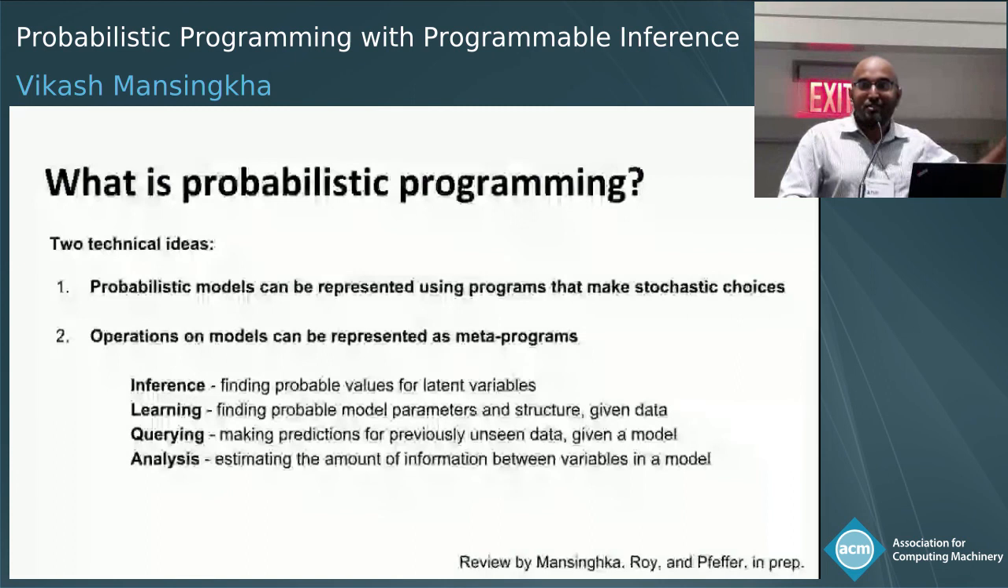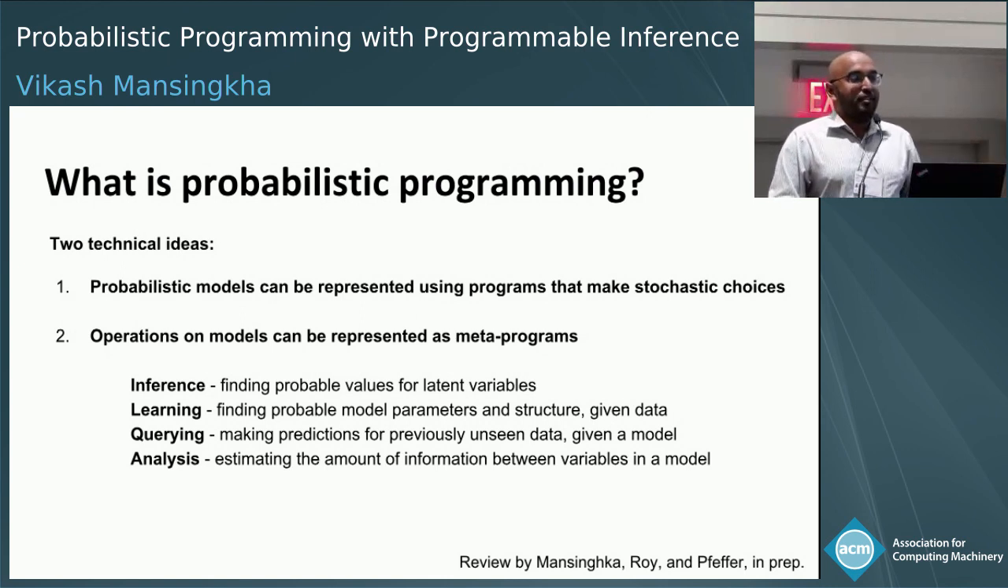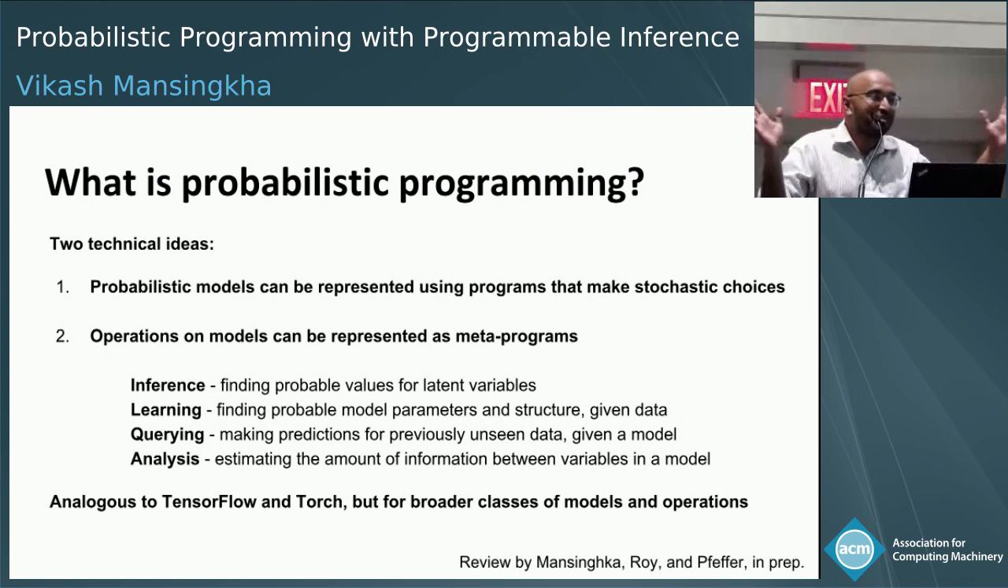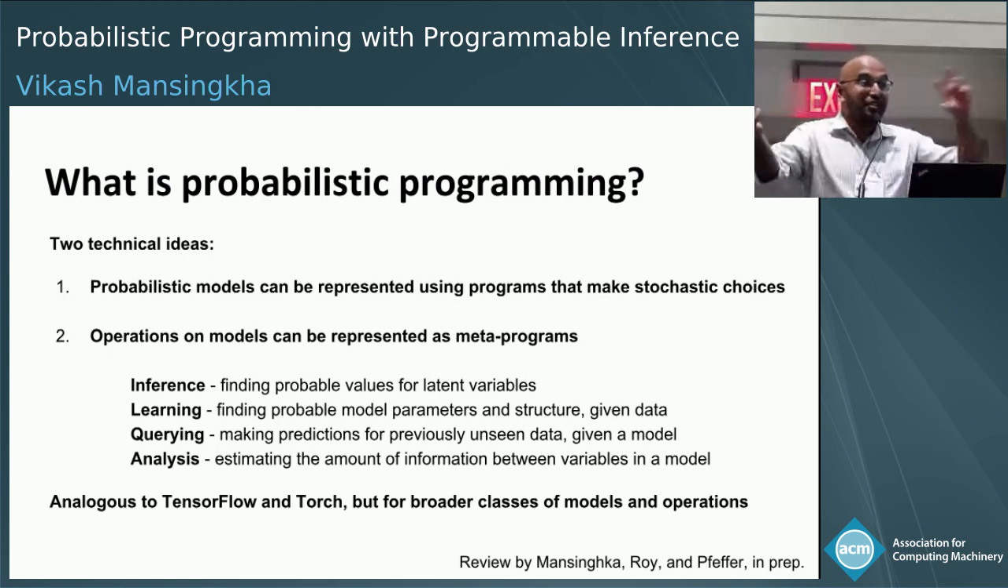So these are all operations that people normally do a lot of math for in multiple fields, and in probabilistic programming, the proposal is to formalize those as metaprograms. And the goal is to do something kind of analogous to what deep learning infrastructure did. This is one framing of the goal. Systems like TensorFlow and Torch factored modeling from inference, but for a broader class of models and operations that go beyond just inference and learning.